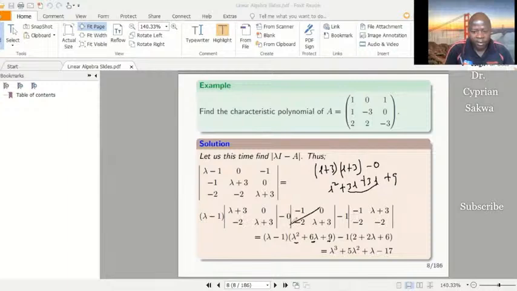So you're here. Negative 1 into this product gives you positive 2. And this other product gives you negative 2 lambda and negative 6. So subtract this from 2. And when you open this bracket, this is what you get. So when you simplify that, you have the characteristic polynomial.